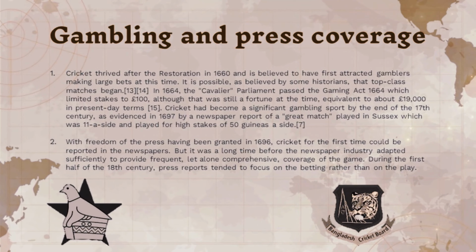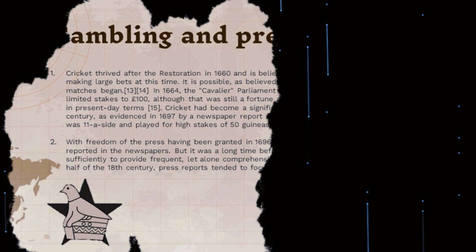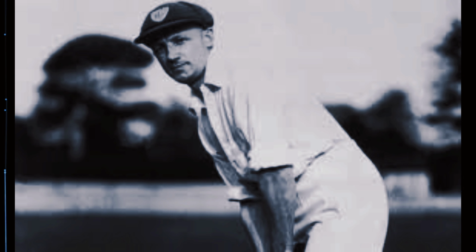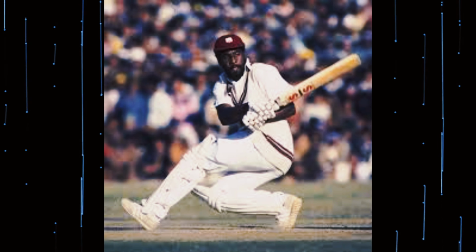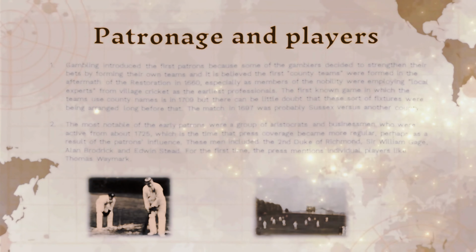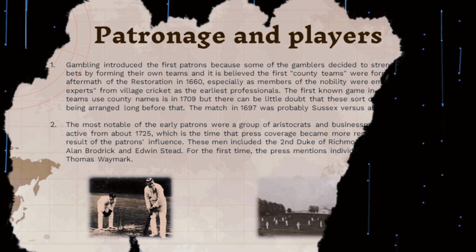Cricket, from aristocratic beginnings to global spectacle. In the heart of England's Restoration era, in 1660, gambling birthed the first patrons of cricket. Determined to strengthen their wagers, noble gamblers assembled teams by recruiting skilled village cricketers, the earliest professionals.